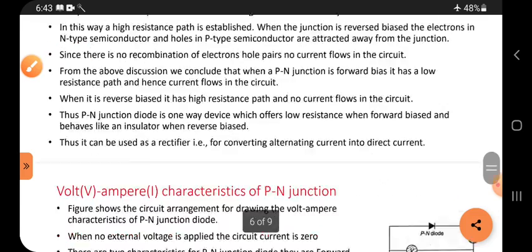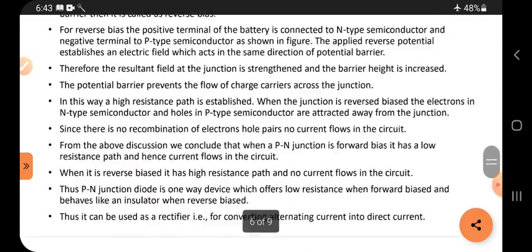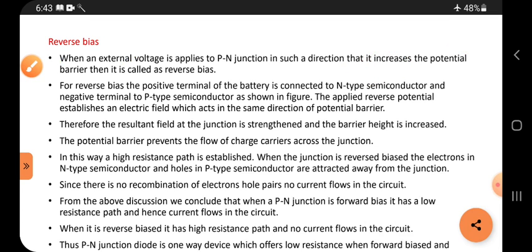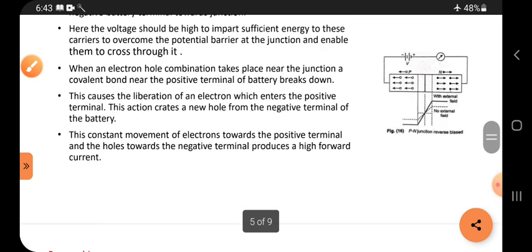Now reverse bias. When external voltage is applied to the PN junction in such a direction that it increases the potential barrier, it is called reverse bias. So in reverse bias, when we apply the external voltage, the potential barrier increases, so the depletion region increases. Like this.